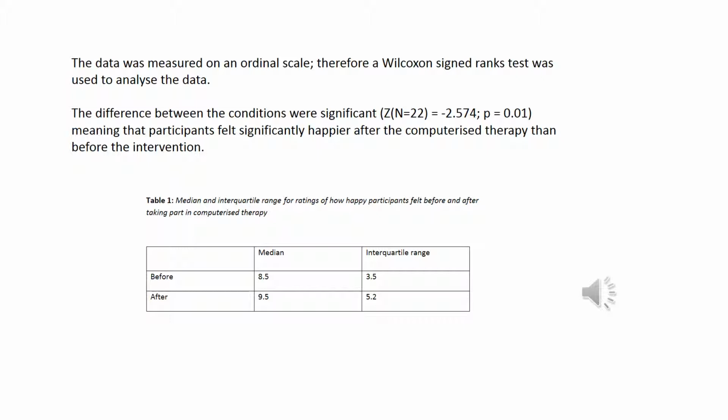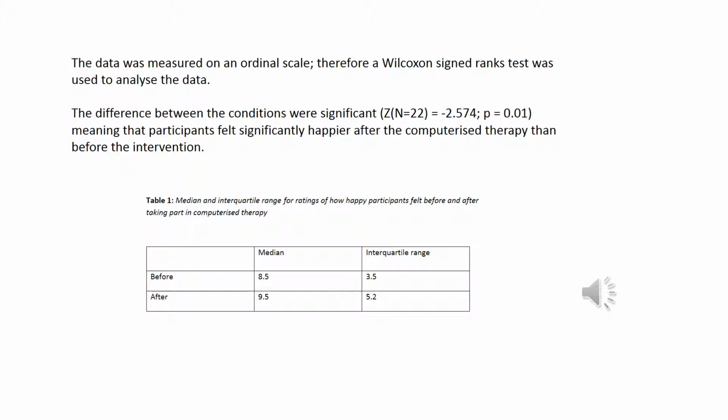the Z value from the SPSS output, the number of participants, and then present the Z value, which was minus 2.574. So if you go back to your output, you will see that in that bottom table, and then the P value. So it was significant, and it was quite highly significant. So we would say P equals 0.01.